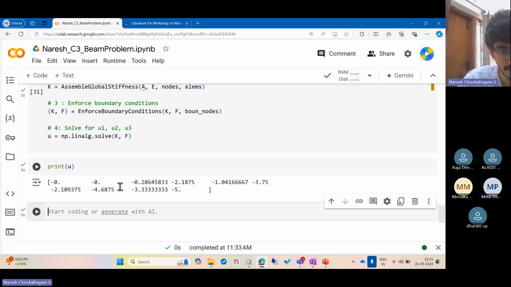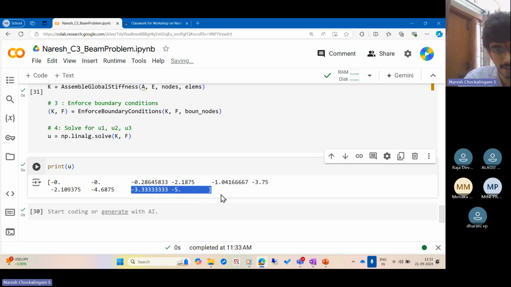So it is 0, 0, something, something, something. Now look at the last numbers. This is the displacement at the tip of the cantilever. So it shouldn't matter how many elements you are using. You can use 10 elements, 100 elements, or 1 element. You should get the same because the beam finite element is exact as long as you have only concentrated forces.